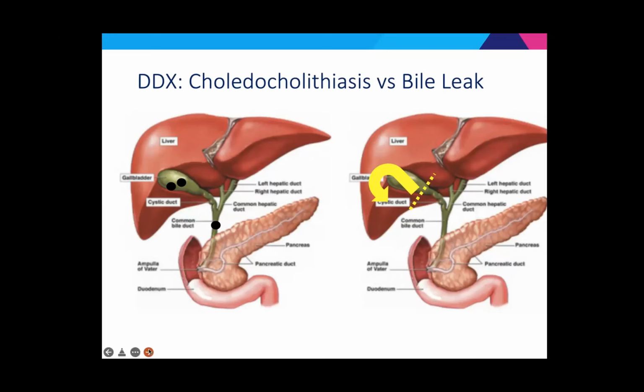So how do you distinguish the 2? Imaging will tell you a lot about what's happening. MRCP will be the most sensitive way to image the common bile duct. It will pick up about 97% of stones in the common bile duct, and it will be diagnostic for choledocholithiasis. Versus a HIDA scan will be the most sensitive way to look for a bile leak.